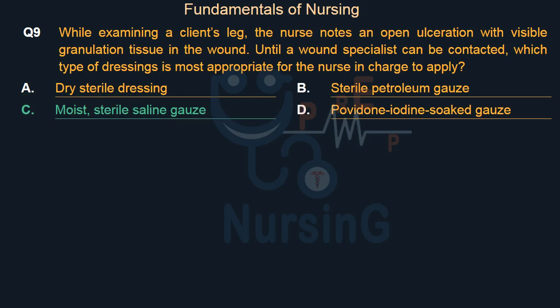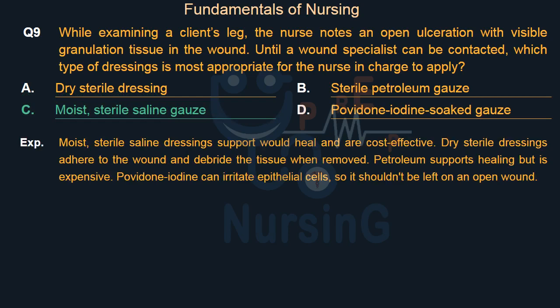Moist, sterile saline gauze. Moist, sterile saline dressings support wound healing and are cost effective. Dry sterile dressings adhere to the wound and debride the tissue when removed. Petroleum supports healing but is expensive. Povidone iodine can irritate epithelial cells, so it shouldn't be left on an open wound.